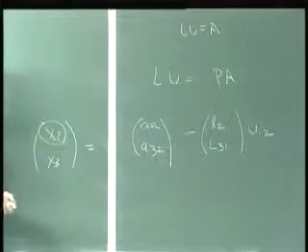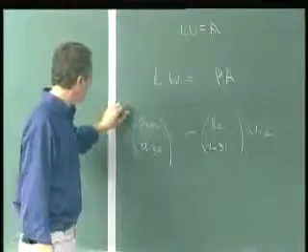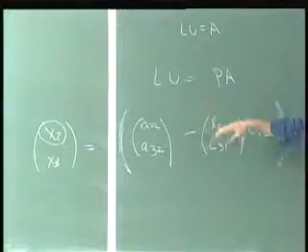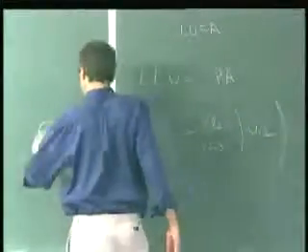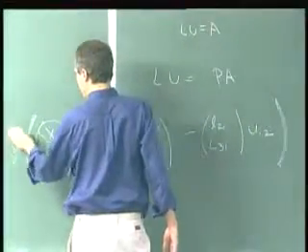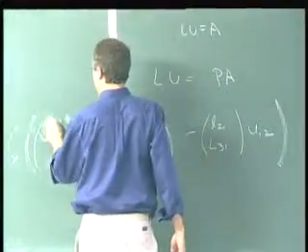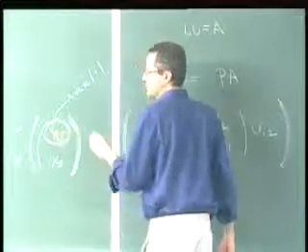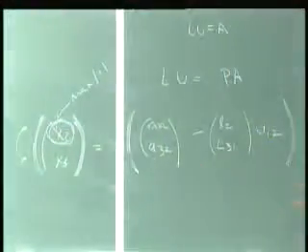So if I have any permutations, then I can take this vector after I do the update, and swap here to maximize the magnitude, the absolute value, of that first term. Okay, that's partial pivoting.